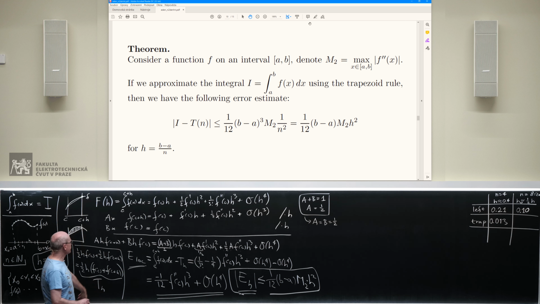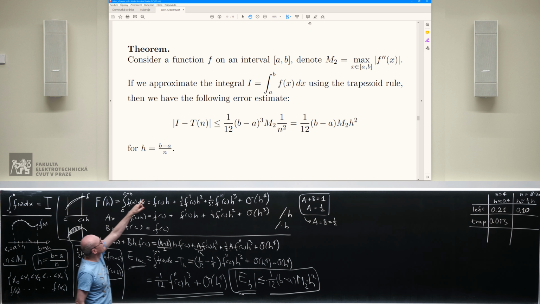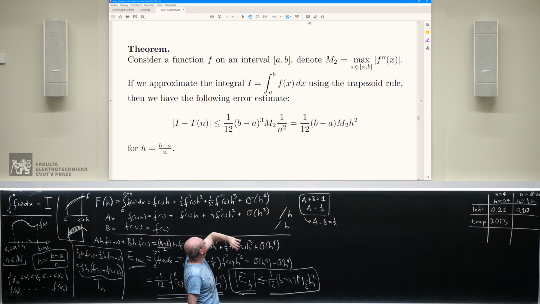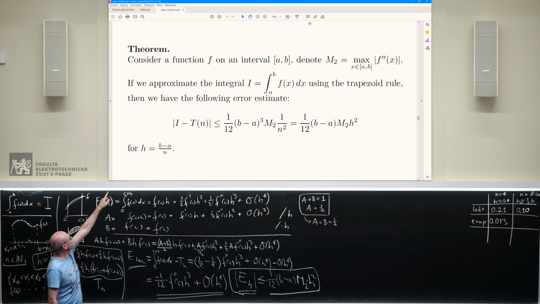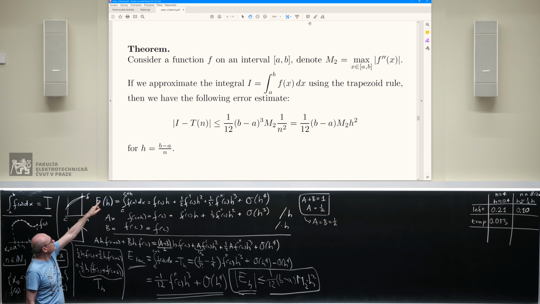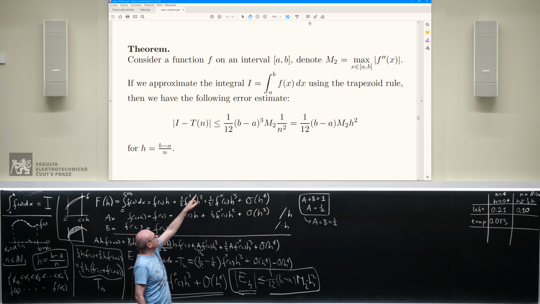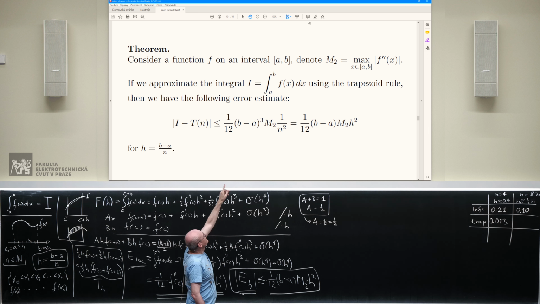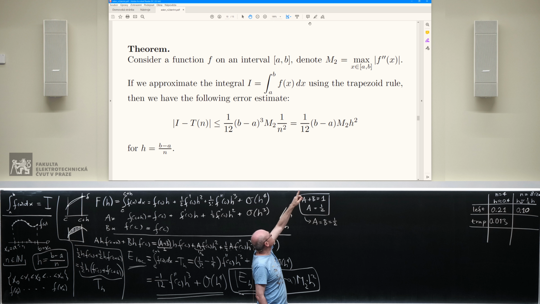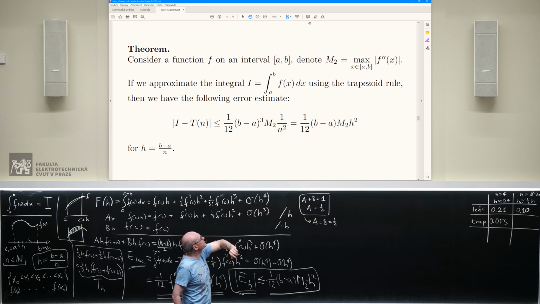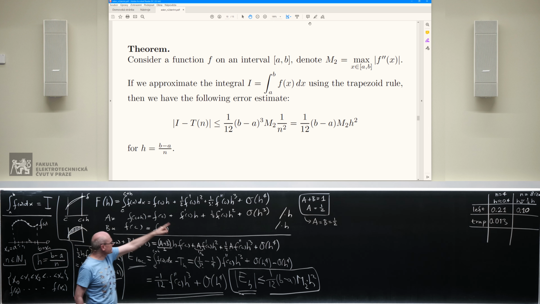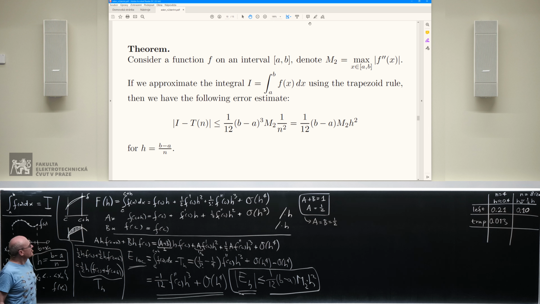So here is a theorem. Here is M2, which is a global bound for the second derivative. And here on the left, we have the absolute error of the trapezoid rule. And we can see a formula with partition size. We are not surprised. And then we see a formula with step size for specific permissible step sizes. And it fits with the formula that we derived, which is always a good feeling. Okay, so this works well.